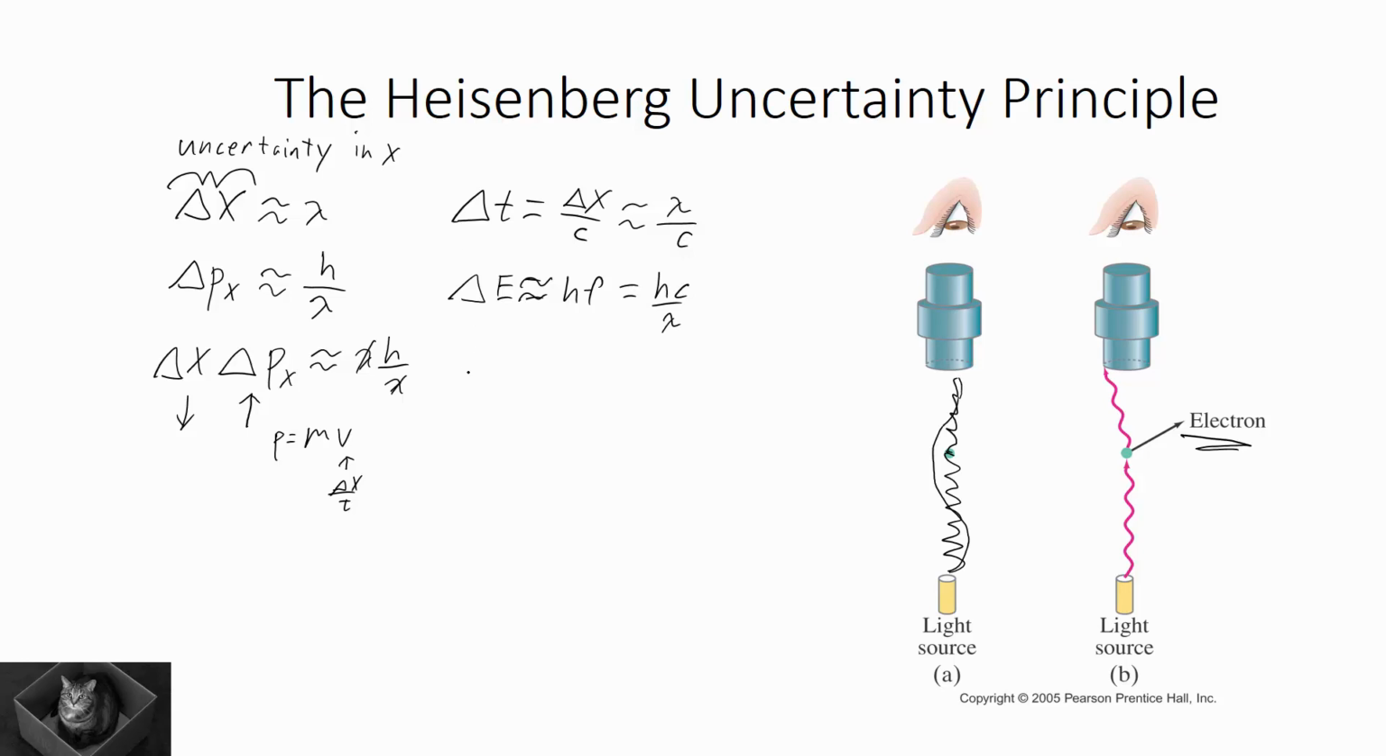And hf, if we write it in terms of wavelength, that's hc over lambda. So we play a similar game here where we multiply the uncertainty in the energy by the uncertainty in the time when it had that energy. And we're going to get approximately hc over lambda times lambda over c. And amazingly enough, we also get that the order of magnitude of the product of those two uncertainties is h. And again, the more we know about when we measured the energy, the less we can know about what energy it had.